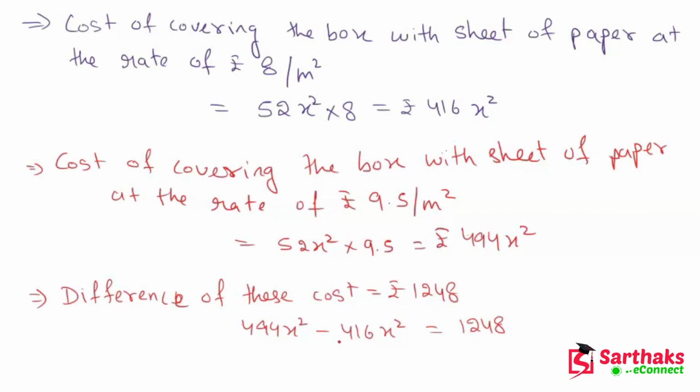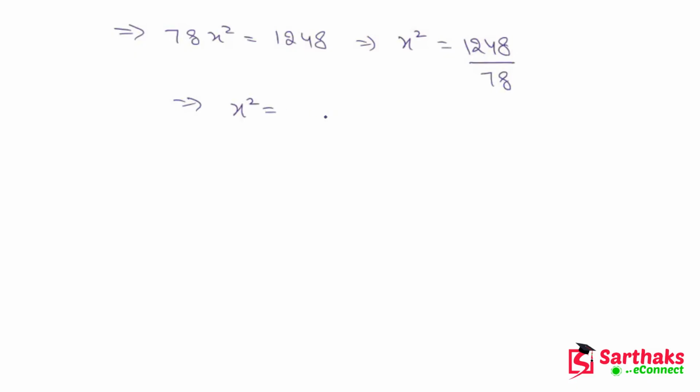From this we can easily find the value of x square. If we subtract, we get 78x square equals 1248. If we divide, x square is equal to 1248 divided by 78, so x square is 16. So x is equal to 4. The value of x is 4.